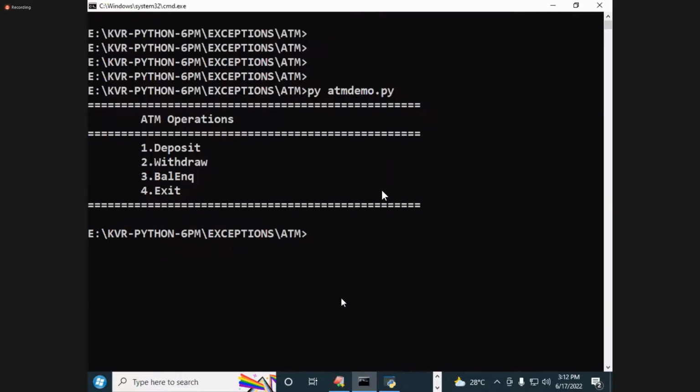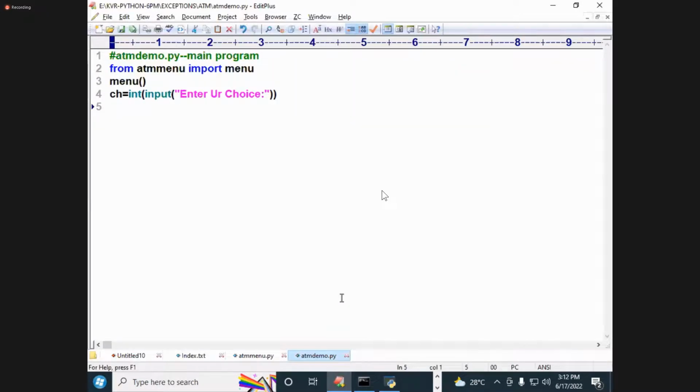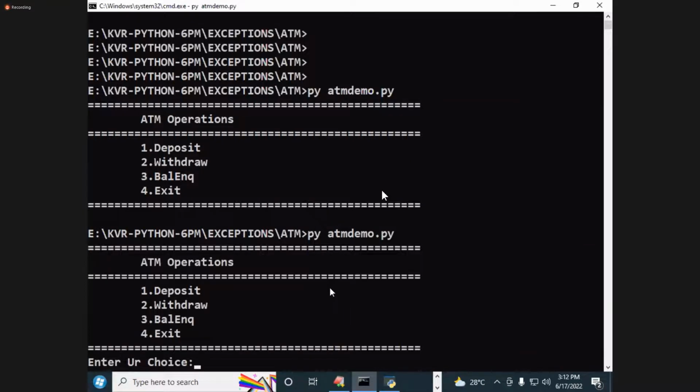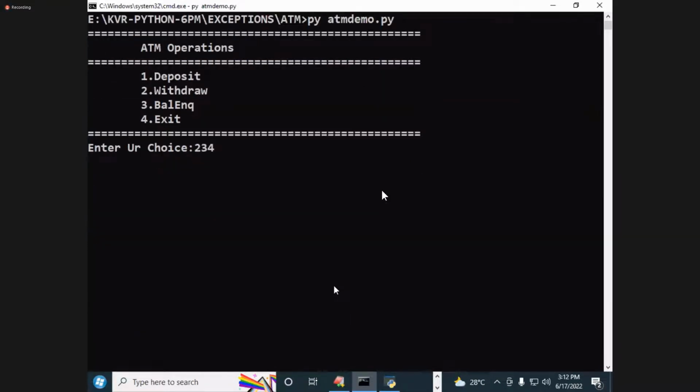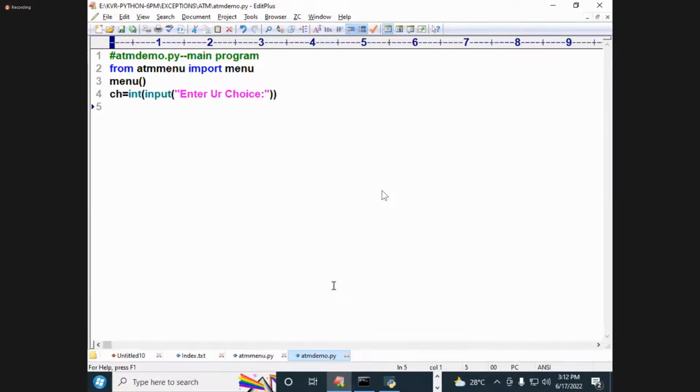Execute once again. Enter your choice. If my choice is 234, repeat the menu and say that your choice is wrong. Please select the appropriate choice. If I do that, nothing is going to come. Now I am going to develop one skeleton part. Match ch. Already you know match part, right or not? Case 1, colon, pass. Case 2, colon, pass. I will write all those.